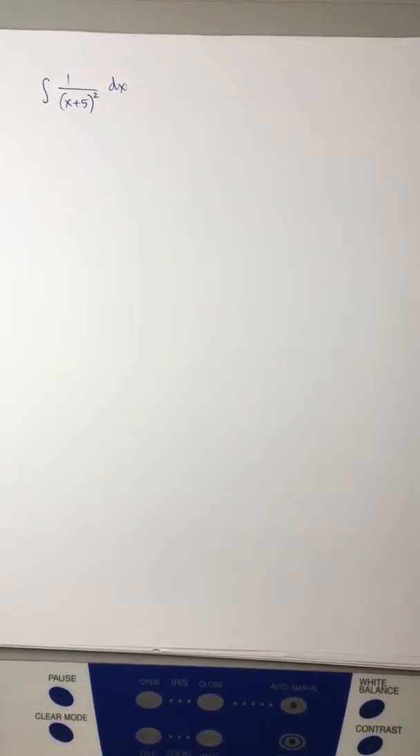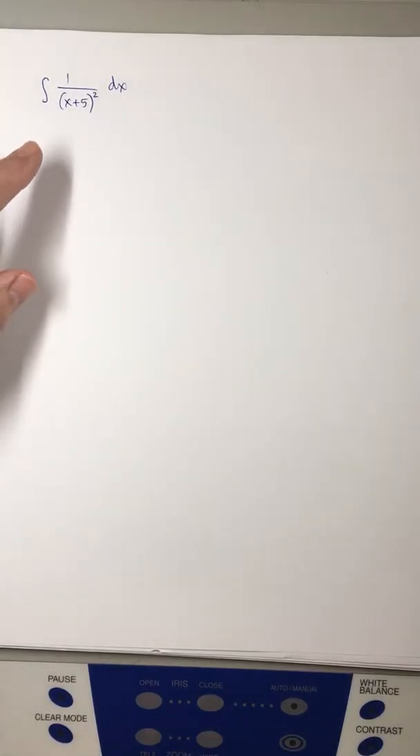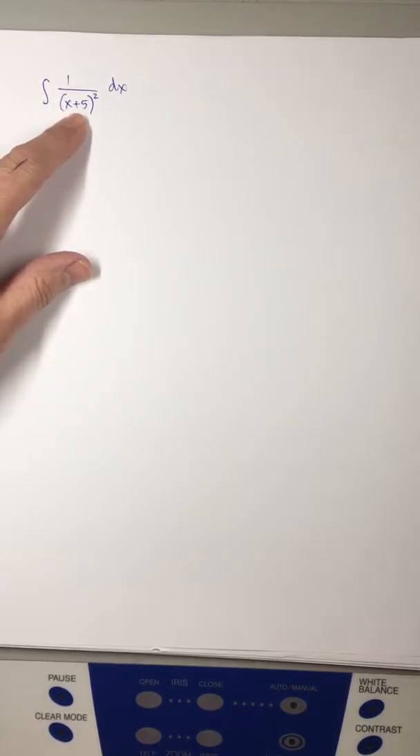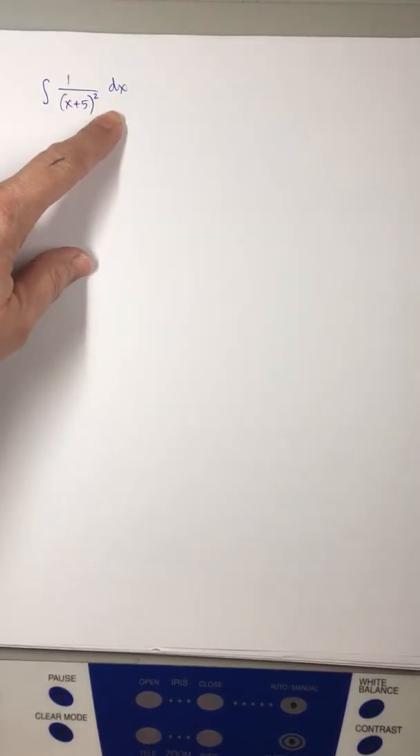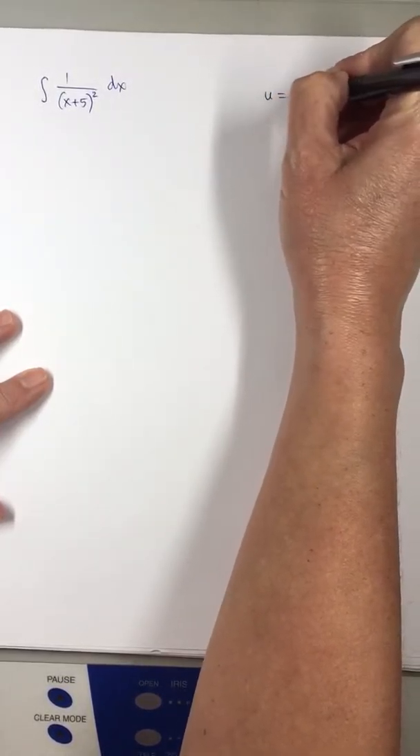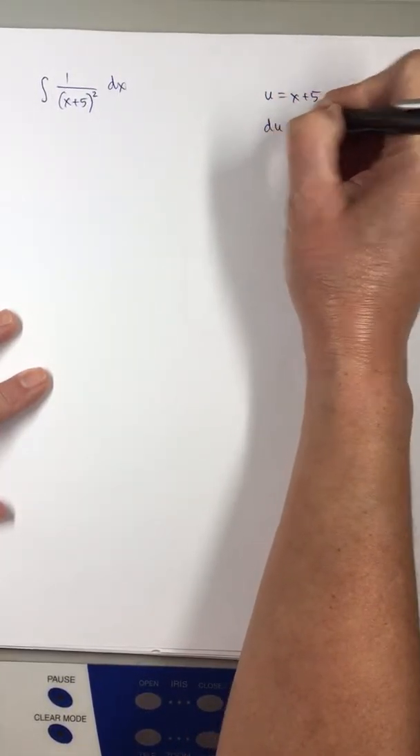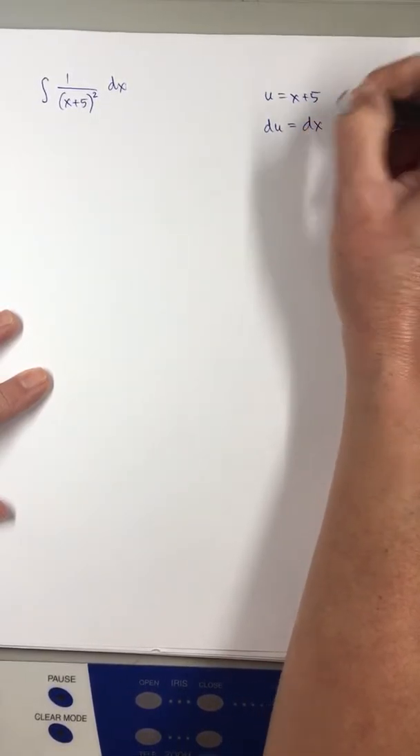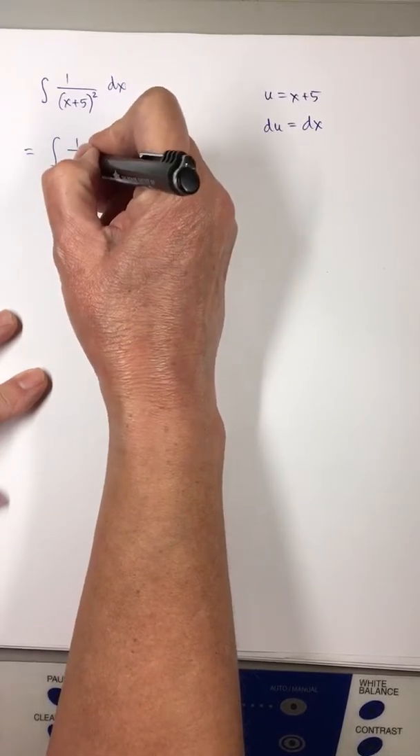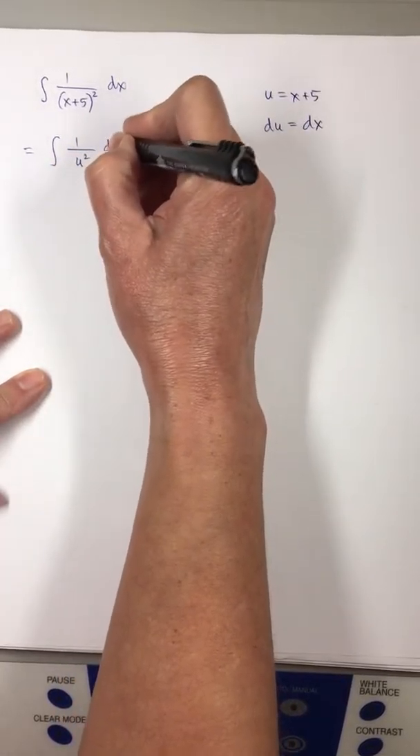So here's another type of problem you might see in 7.4 when you're getting ready to do the integration part of the problem. I have the integral of 1 over (x plus 5) squared, dx. So this is a u substitution. U will be x plus 5, and du will be dx. So this one becomes the integral of 1 over u squared du.